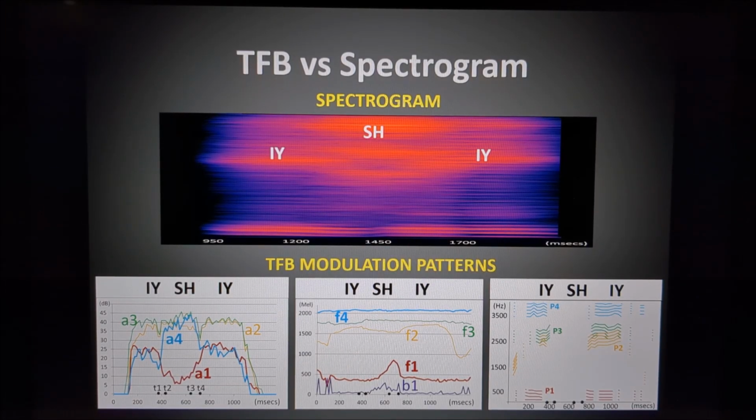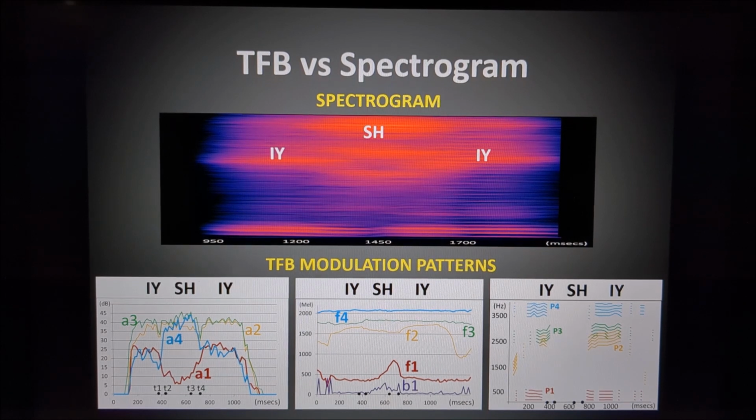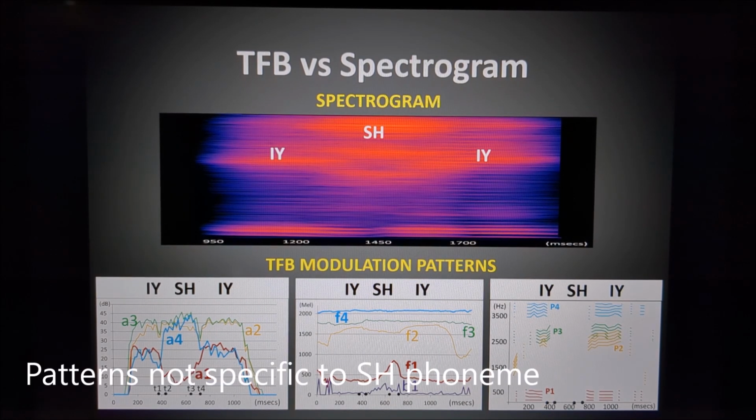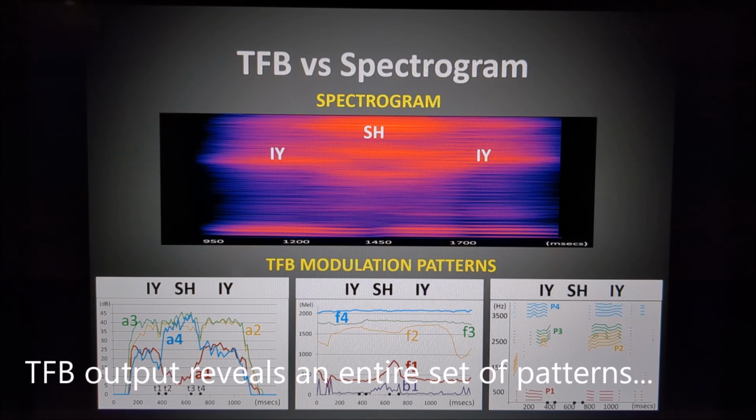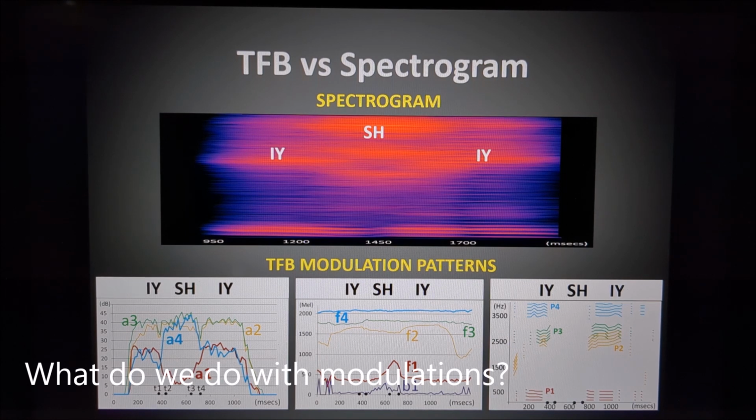So the spectrogram on top displays energy of speech spectrum as a function of time and frequency. Apart from high-frequency energy, it fails to yield patterns specific to the sh phoneme. In contrast, the TFB output displayed at the bottom reveals an entire set of what we call modulation patterns. Obviously, TFB is far superior to the spectrogram, but the big question is, what do we do with these modulations?